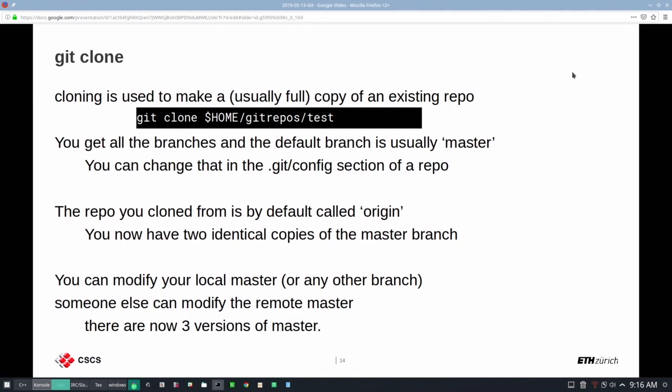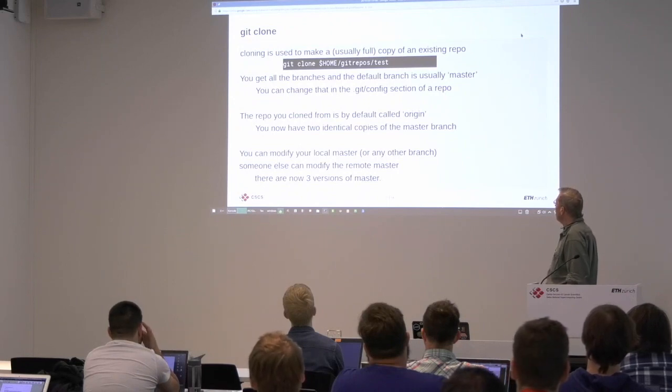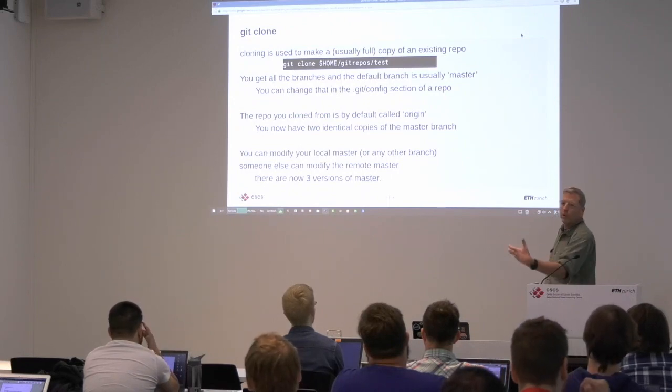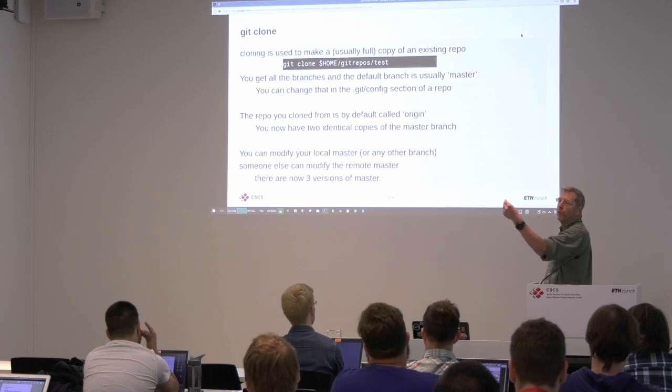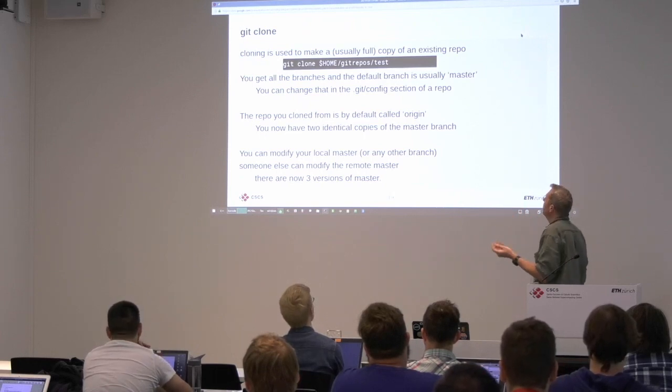So when you clone, you're effectively making a copy of someone else's repository, and by default you get all their branches, all of the stuff that's in there. And in general, you clone someone, and whoever you clone from is the origin, and by default you get the master branch, which is the way most people work.